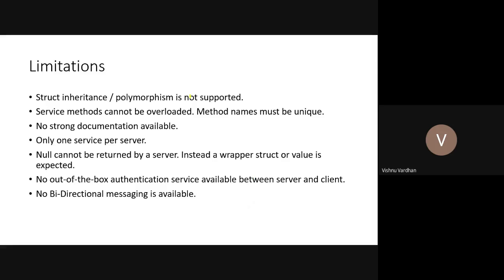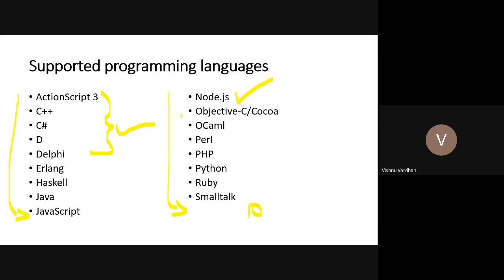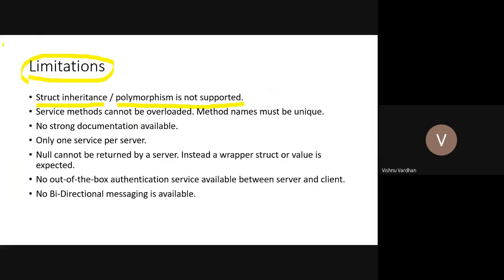Limitations. Certainly every technology will have some limitations also. So what are the limitations of this Thrift? There is no struct inheritance. Polymorphism is not supported. Why? Because it is supporting so many languages, and in a couple of languages these features are not there. So that is the simple understanding.